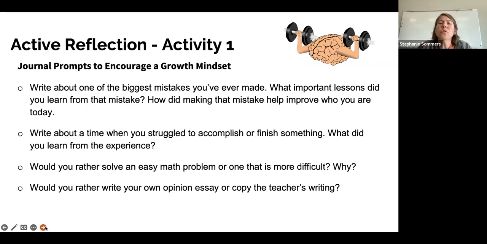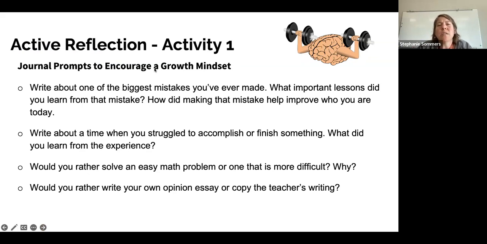Some things you can do with your students is have them do some writing activities. These are some basic journal prompts. Write about one of the biggest mistakes you've ever made and what you learned from it. Write about a time when you struggled to accomplish or finish something. Would you rather solve an easy math problem or one that is more difficult, and why? Would you rather write your own opinion essay or copy the teacher's?